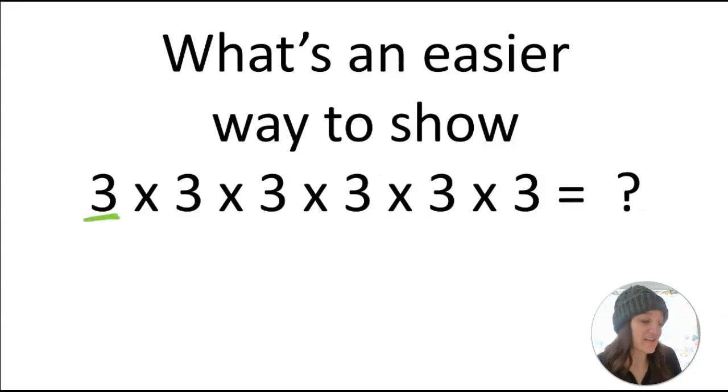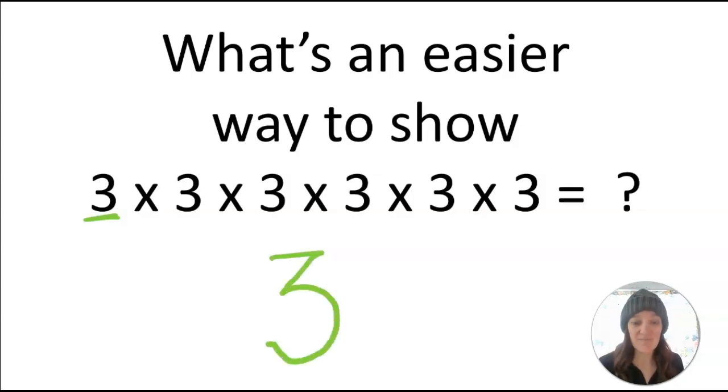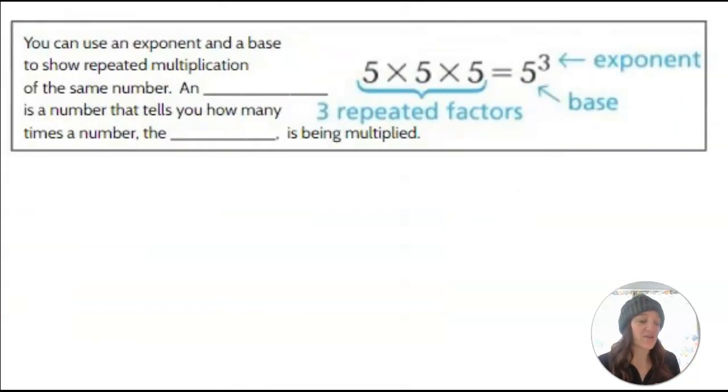It is to take the number that is being repeatedly multiplied over and over again and use that as a base, and then however many times it is repeatedly multiplied, that becomes an exponent. That's what exponents are. It just tells you how many times that base bottom number is being repeated. So here's kind of like the mathematical definition.